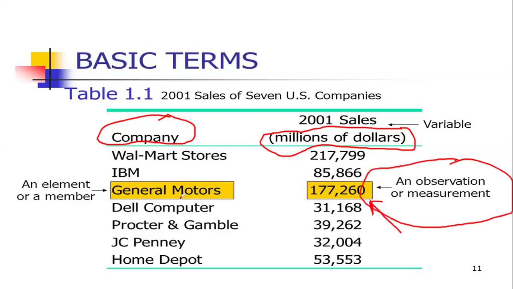So it means these general people, they made this amount of money from their sales. Then if we take this Jesse Pen guy here, it means he made this much from the sales. So the numerical value there is what we call an observation or a measurement. And the company, or the person who owns that company, is what we call the member.